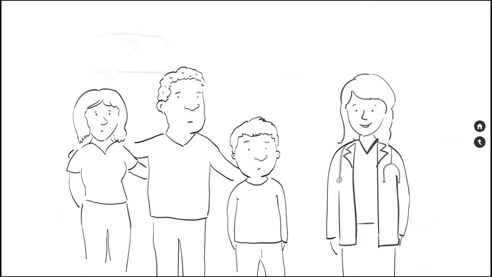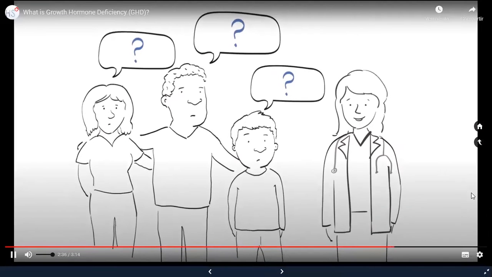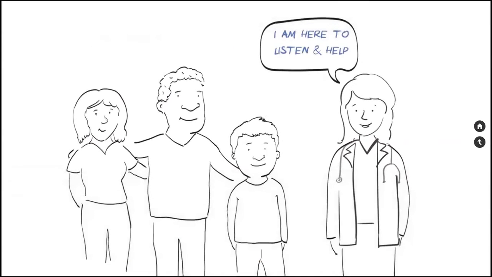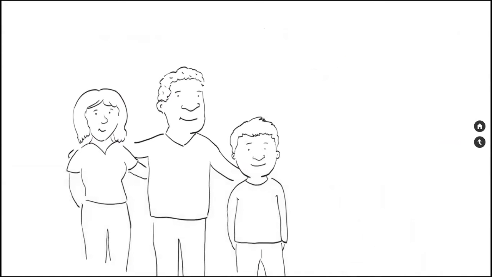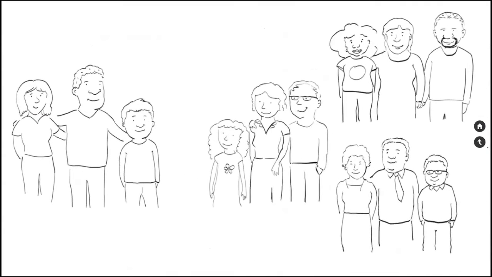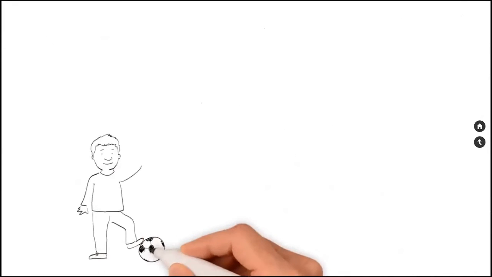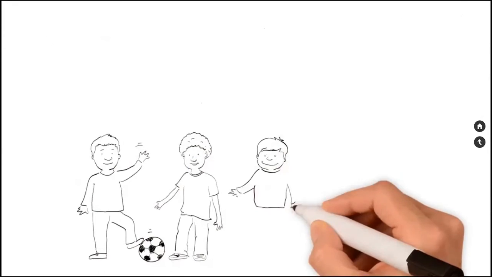It is natural to sometimes feel worried or upset about having growth hormone deficiency or having a child with growth hormone deficiency, and you should talk about these feelings with your doctor. Patient support groups are a good source of support, as you can connect with others with the condition who have had similar experiences. For most children, growth hormone treatment enables them to return to normal growth and reach their expected height.